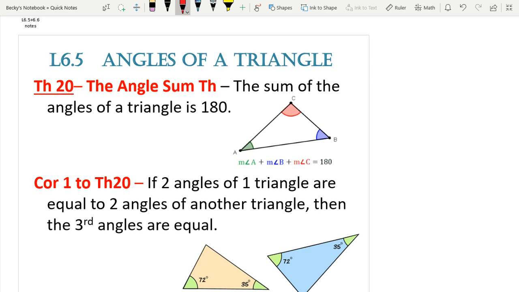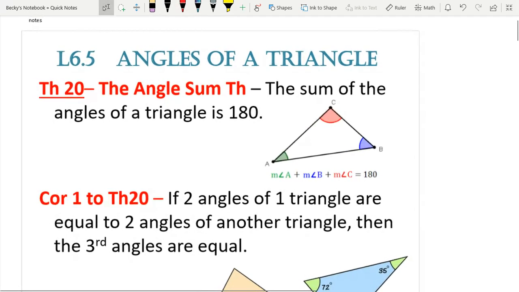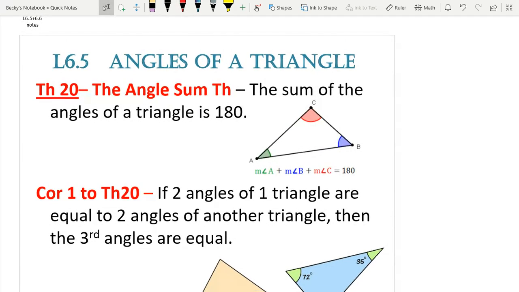Hi, we're going to finish chapter 6 today. Lesson 6.5 and 6.6. We have a bunch of theorems and corollaries to go through, and a lot of them are pretty much common sense things you would figure on your own, but we have them, they talk about them, so we have a way to reference them within a proof.